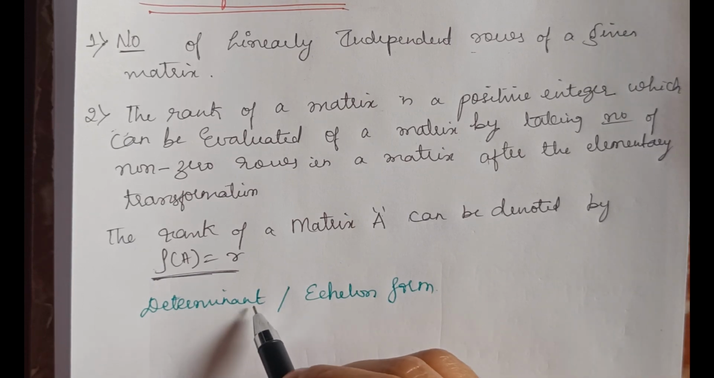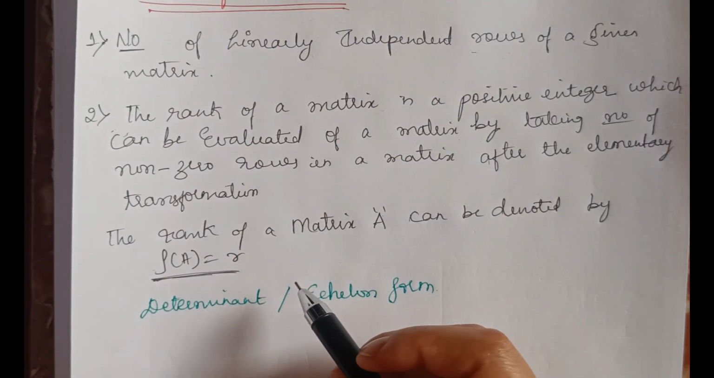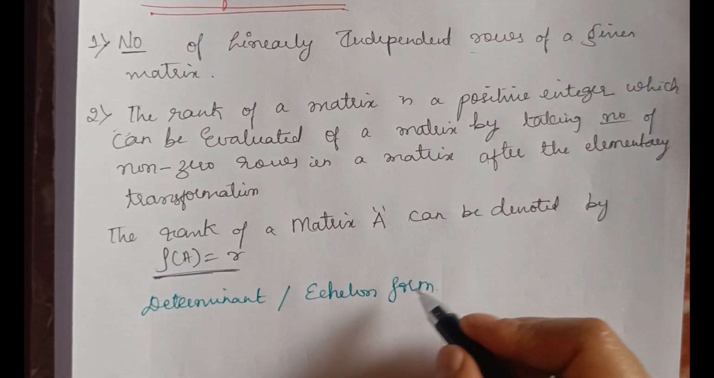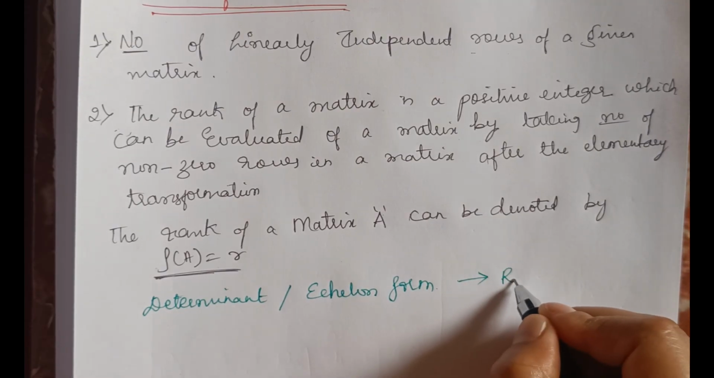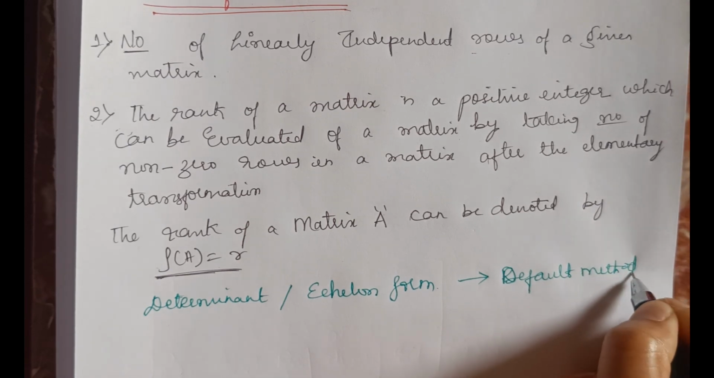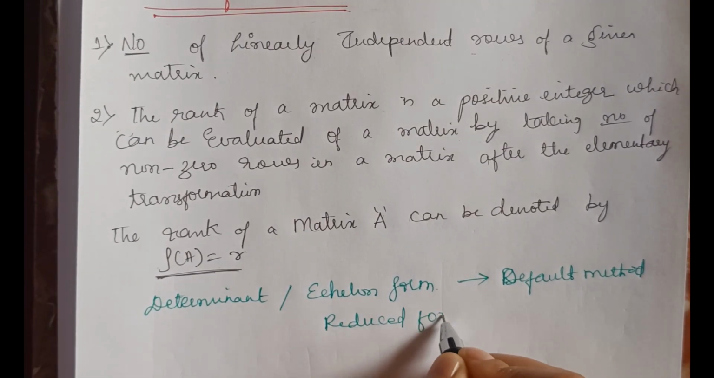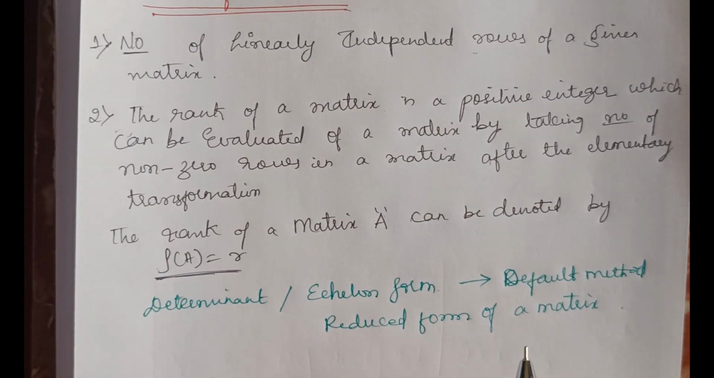I will not go for the determinant method in this video, but if you want me to explain explicitly how to find the rank of a matrix using the determinant form, then I'll be happy to help. We have the echelon form, so I will tell you how to find the rank using it, which is also a default method. I can also say it is a reduced form of a matrix.